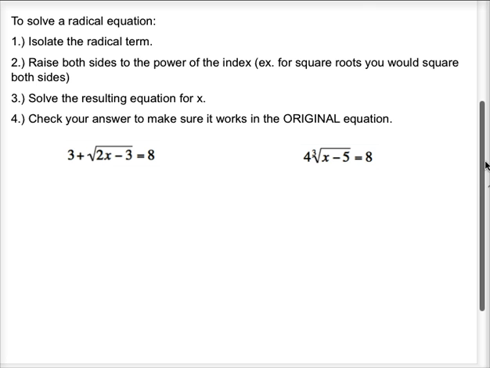So let's just dive into the first example. The first thing we're always looking for is to isolate the square root, getting the square root by itself. However, when you look at our first example, you see this 3 here. Well, I'm going to subtract it from both sides because again, the goal is we want that square root by itself.